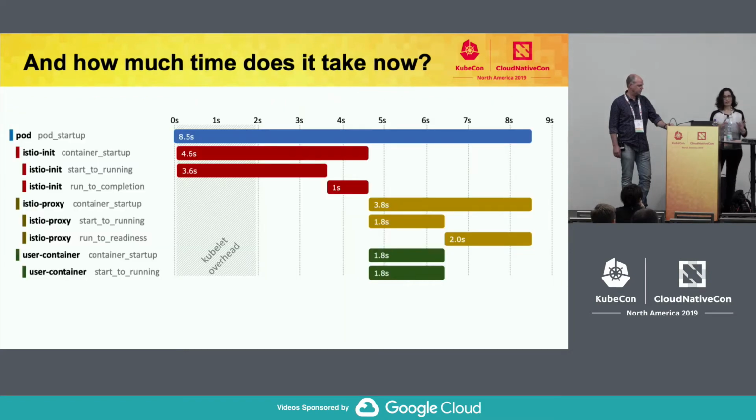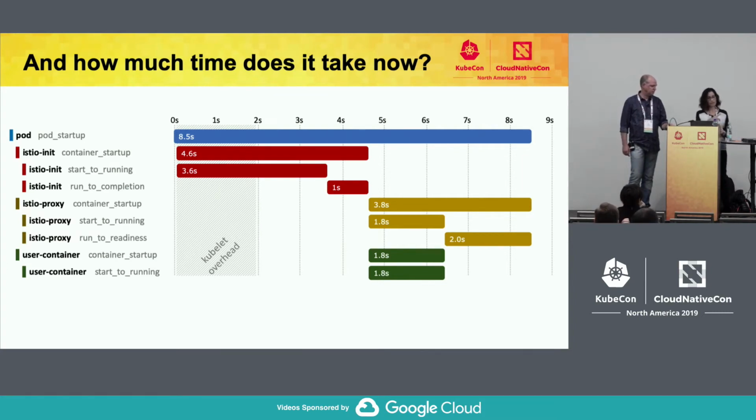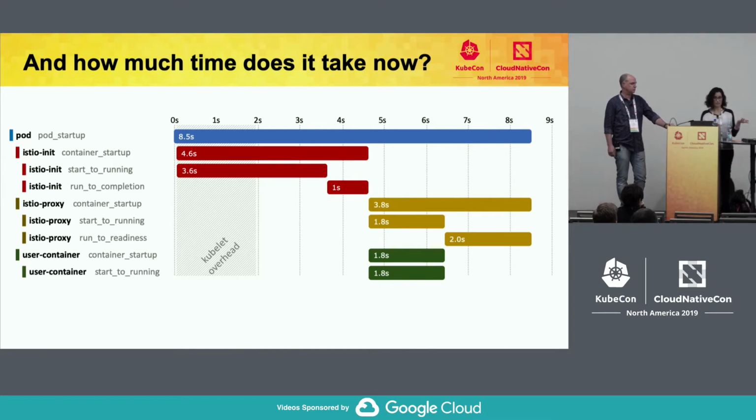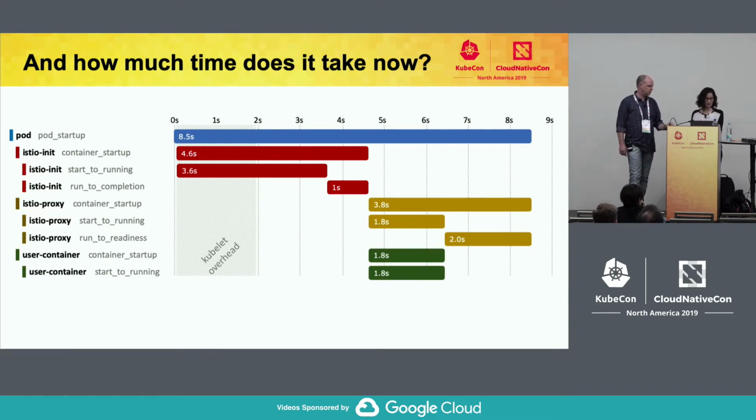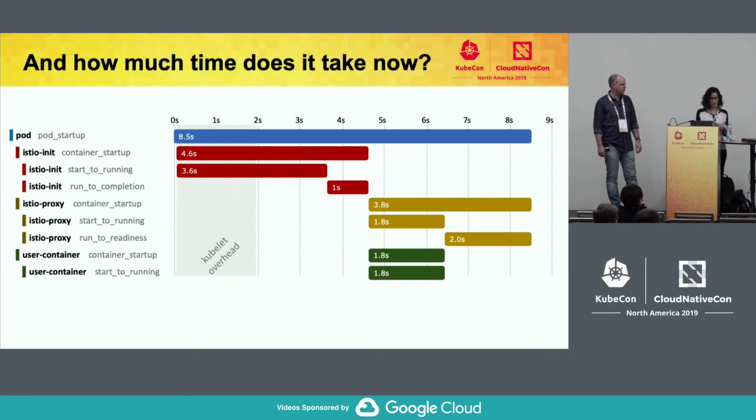So how does all this come together in time, and how much time does it take? As you can see from our test, the overall time is around 8.5 seconds, which is about 5 seconds more than what we've seen before without Istio. Inside this 8.5 seconds, we have the Istio init time, which, as you can see here, has to complete before any other containers start. After this, we have the Istio proxy and the user container, which can be any user container that is running in the system.